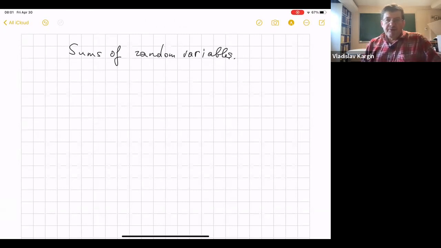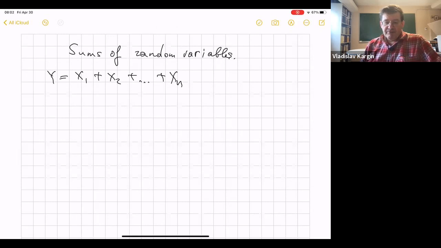So it's probably the most frequent problem where you need to calculate the density of a function of a random variable. The problem is that you have a y which is equal to the sum x1 plus x2 plus so on plus xn. And it can be just a sum of independent measurements, for example.